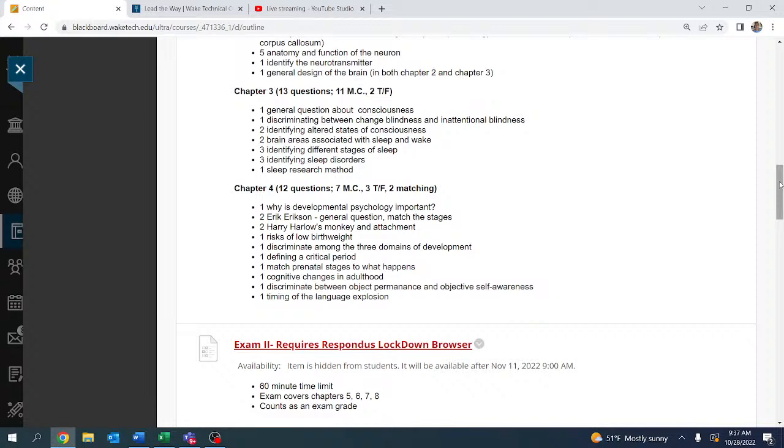Now, the next thing, discriminate between object permanence and objective self-awareness. Hannah, during the first 2 years of your life, you are not really self-aware. There are some very important things you have to learn. One of them is that objects exist even if you don't see them. Hannah, I know you can't see your car right now, but you probably know that your car exists. That is because you have object permanence.